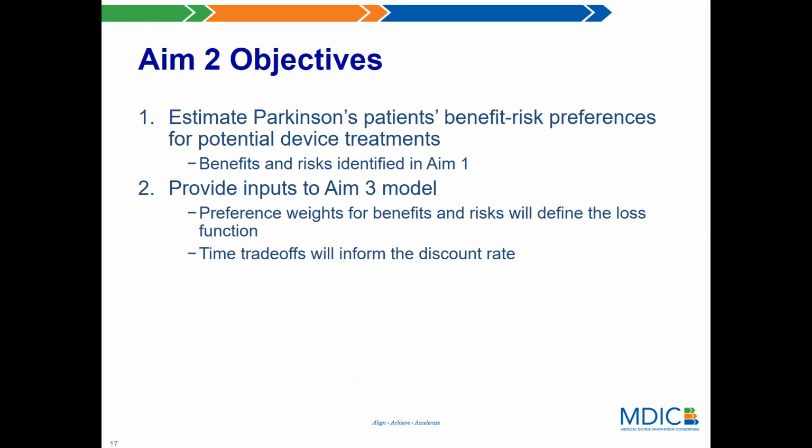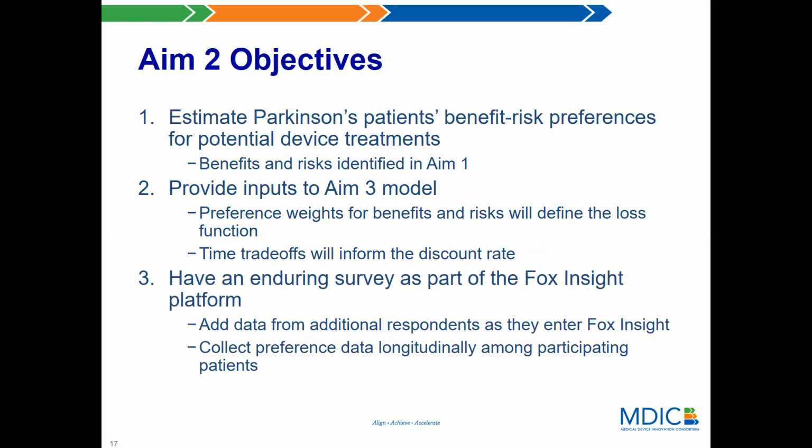And we looked at both the benefits and the risks, but we also needed to include a time component because the model required that we include a discount rate. So in addition to what Annie has already demonstrated with regard to the benefits and risks that we included in the study, we also needed to include an additional exercise for a time trade-off to get at those discount rates.